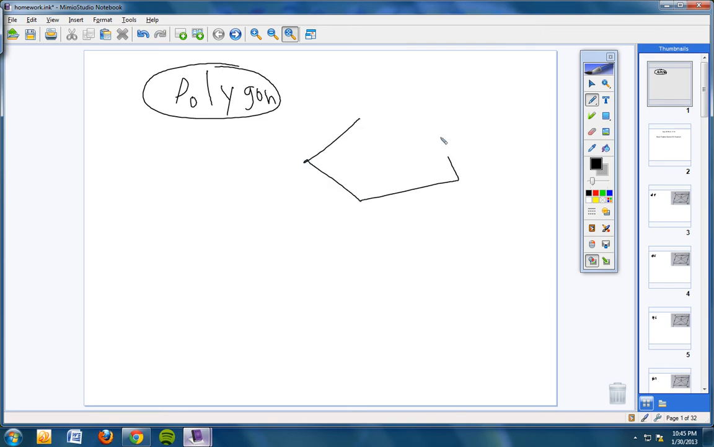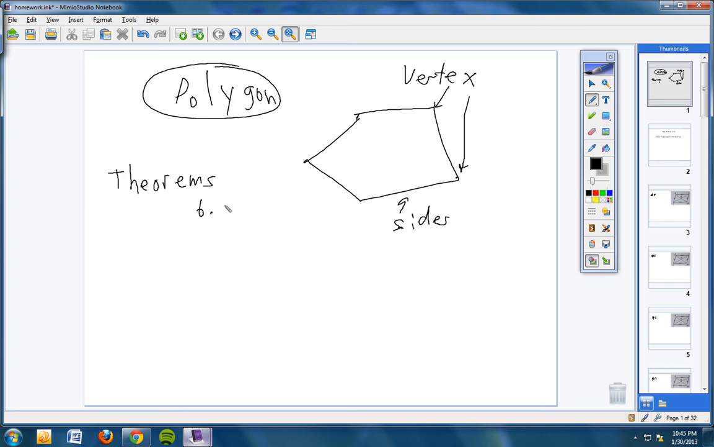If I gave you a polygon, I want you to be able to label what a vertex is. No words, just point to it. Okay, a vertex is all of these points. And I want you also to be able to label what a side is. I know that's pretty embarrassing and pretty easy, but what a side is. And then also you must know these theorems. These will be fill in the blank. You must know theorem 6.1 through 6.5. No proofs or anything like that, but you must be able to fill in the blank correctly.